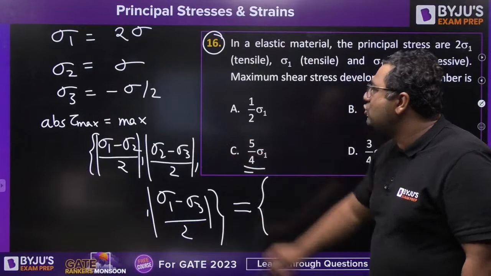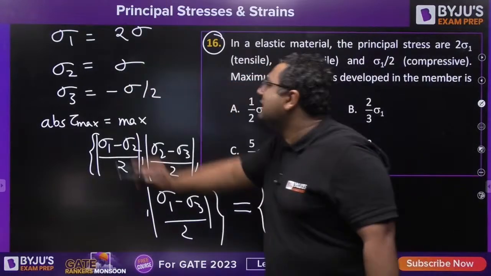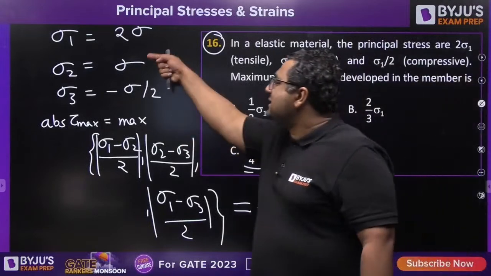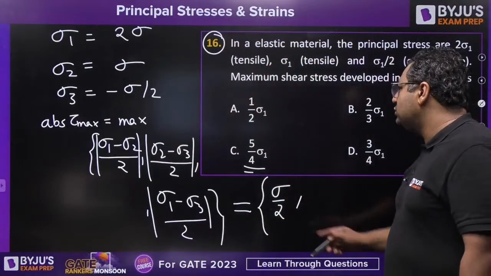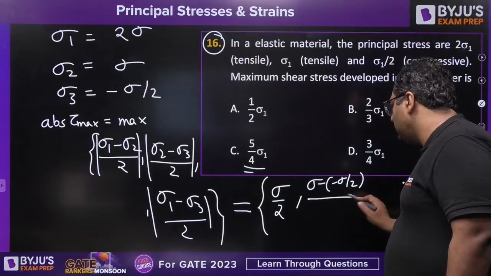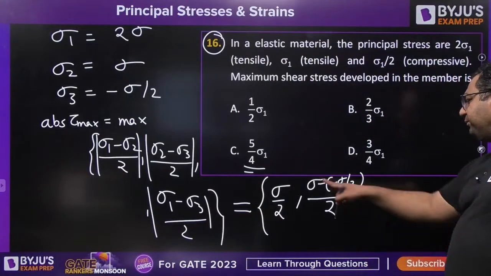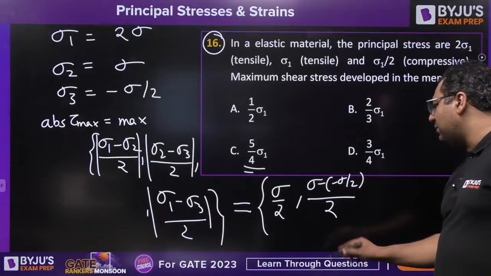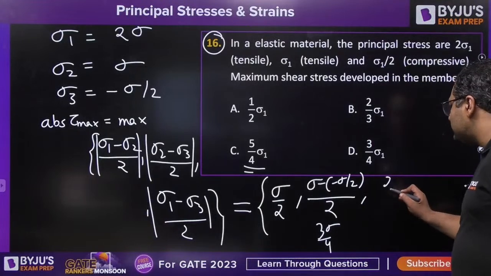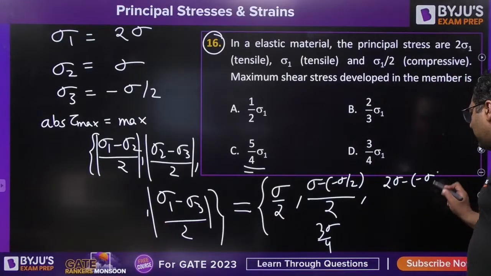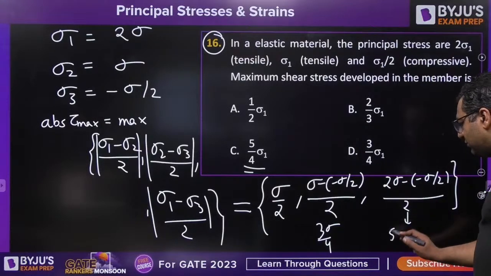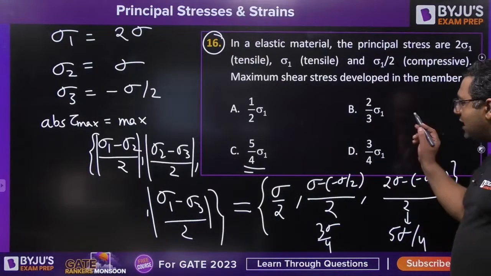Sigma 1 minus sigma 2 by 2: 2 sigma minus sigma by 2 is sigma by 2. Sigma 2 minus sigma 3 by 2: sigma minus of minus sigma by 2, by 2. So this is going to be 3 sigma by 4. Similarly, 2 sigma minus of minus sigma by 2, by 2, this is 5 sigma by 4. The answer is C.